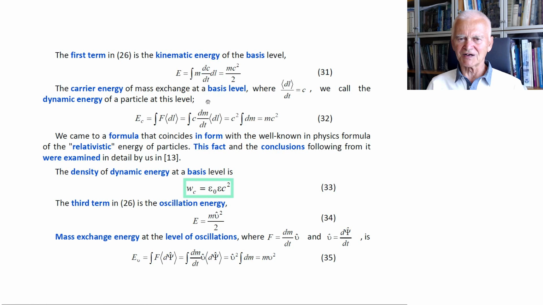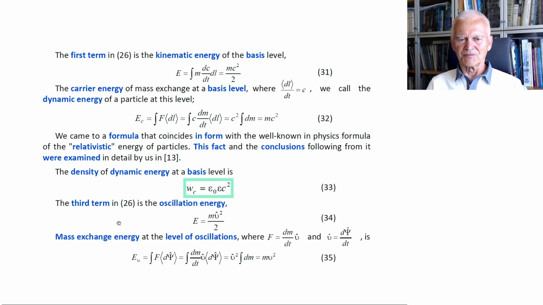The carrier energy of mass exchange is the basis level, where the time derivative of displacement dl equals c. We call the dynamic energy of a particle at this level mc squared. We came to a formula that coincides in form with the well-known formula in physics of the relativistic energy of particles. This fact and the conclusion following from it were examined in detail by us in these references. The density of dynamic energy at the basis level is this value.